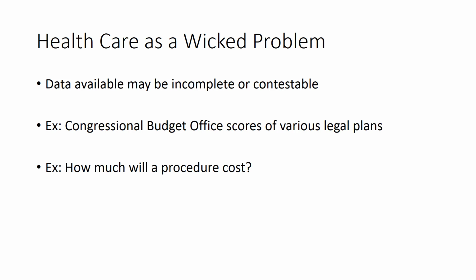Or consider an example in which data are not contestable, but are perhaps incomplete. One thing that would help in designing a healthcare delivery system is to be able to know how much a particular procedure will cost. But for a lot of procedures, there is no standard pricing, and different health providers might charge radically different amounts, which generally aren't published. And further, different health insurance carriers may pay radically different amounts for the very same procedure.